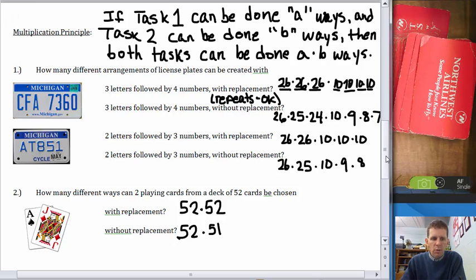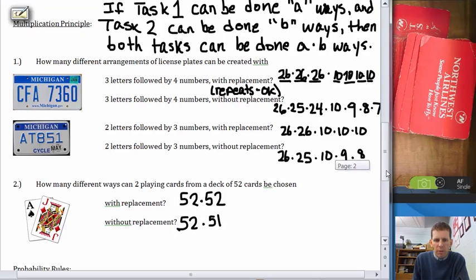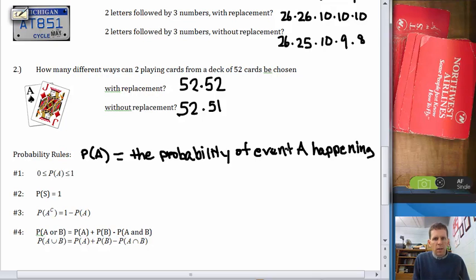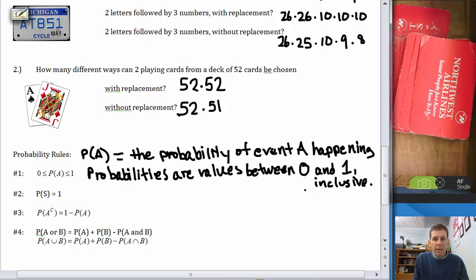So we wrap up today with some basic probability rules. We'll talk more about probability in the upcoming days, but here are some basic things that you should know about probability. First of all, when you see the notation P of A, this is referring to the probability of event A happening. The capital P stands for probability. A is the event that's occurring. Probability rule number 1 says the probability of an event happening has to be between 0 and 1. And it does include the numbers 0 and 1.